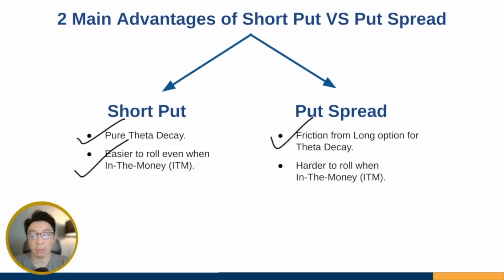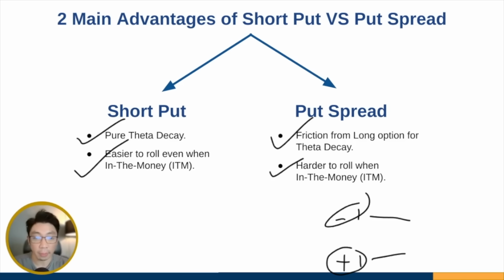You can roll it out and down because it's just one single option. But what you will find is that for the put spread, most of the time, if it's in the money, you're going to find that it's actually going to be very difficult for you to roll for a credit, right? So for example, this is the put spread. You can see down here, you have a -1 and then +1 down here. You have the put spread down here.